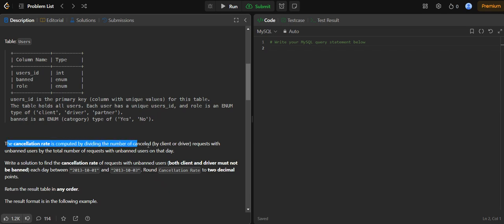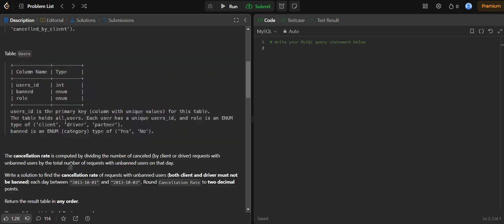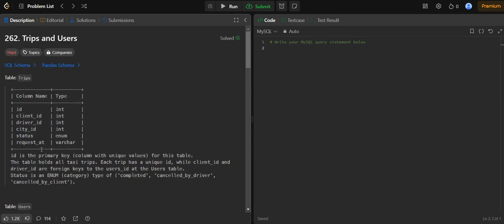So, what is the cancellation rate? It is computed by dividing the number of cancelled requests by the total number of requests for that day. And all requests must be made by unbanned users. If a single banned user is there, either client or driver, it will not be considered. So this is the important part. I hope you have understood the explanation.